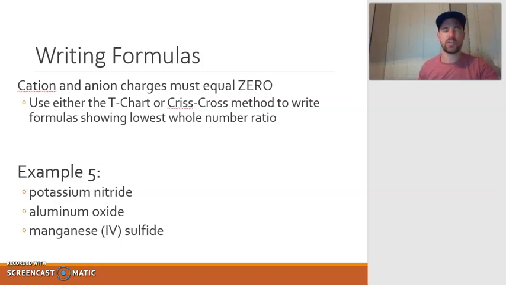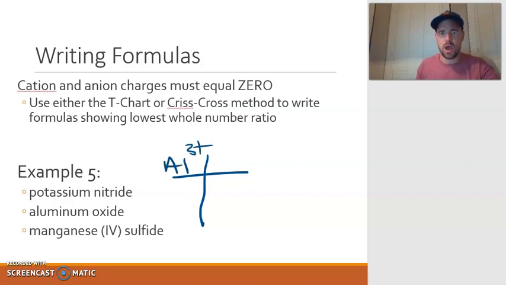Okay, so let's go ahead and look at the other two compounds in example 5. So let's start off with aluminum oxide. I'm going to show you how to do this. Once again, both methods. You choose whichever method you like. Aluminum is positive 3. Oxide is negative 2. We need at least one of each.